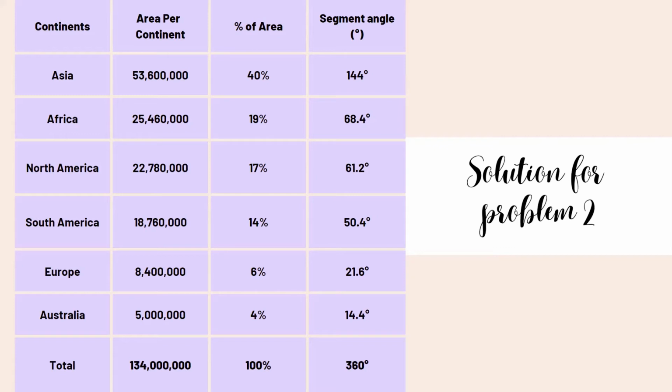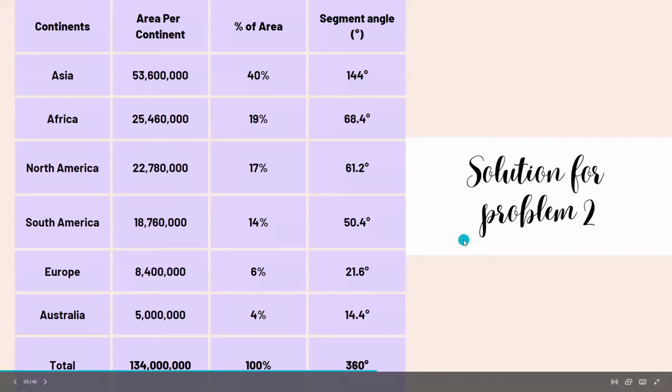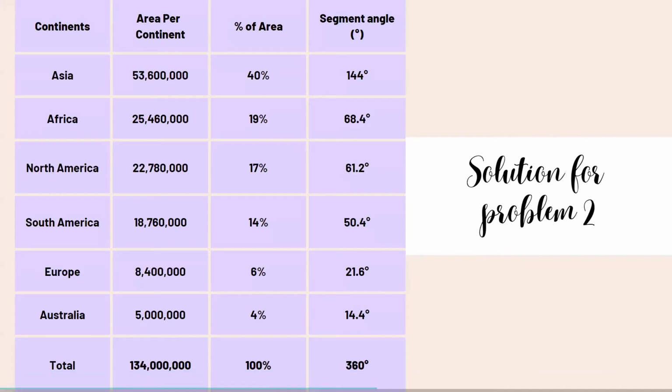For South America, 18,760,000 over 134 million times 100 is equal to 14%. For its angle, 14 times 360 over 100 is equal to 50.4 degrees. For Europe, 8,400,000 over 134 million times 100 is equal to 6%. For its angle, 6 times 360 degrees over 100 is equal to 21.6 degrees.